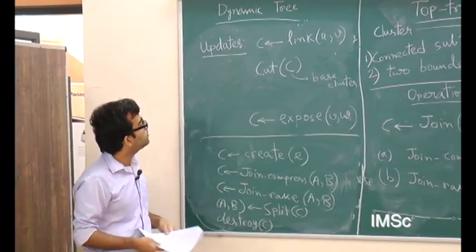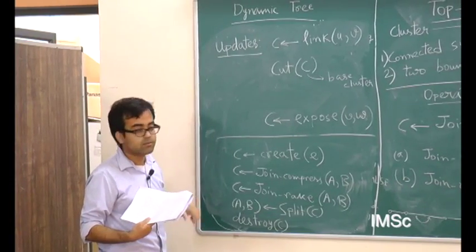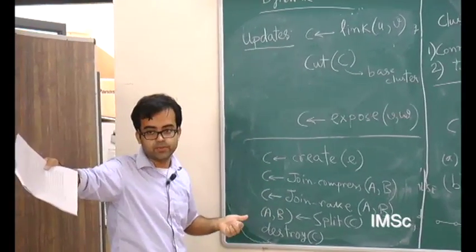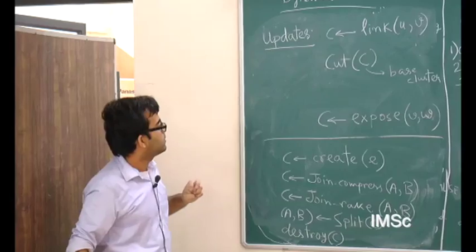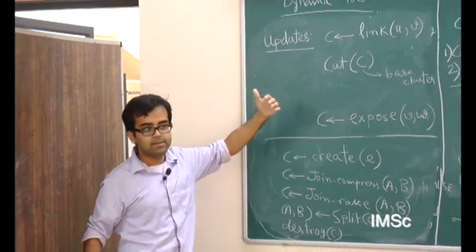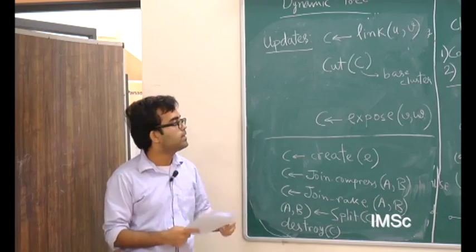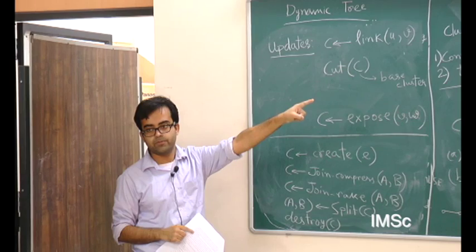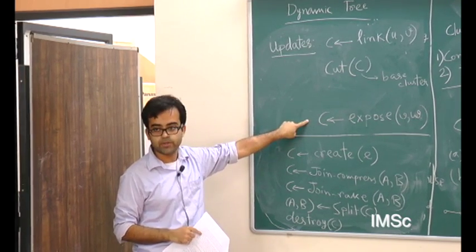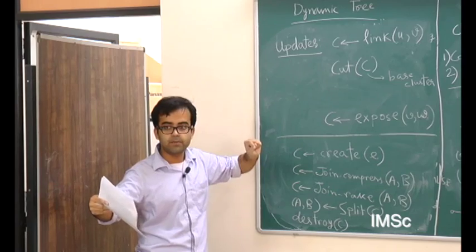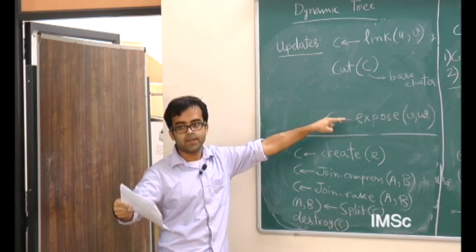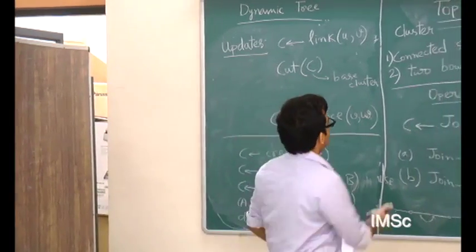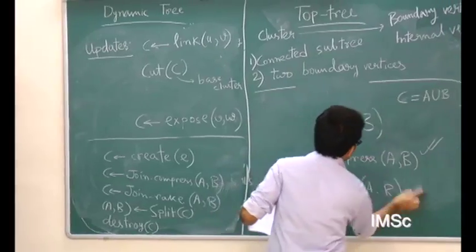Now, we want to support some more sophisticated updates, or queries. The sophisticated queries are, okay, here are these two nodes U and V, what is the length of the path and so on. The way to think about it is that you can only access the root cluster when you are asking what is the length of the path between U and V. You can only probe the root cluster of the top tree. Okay? That is why this expose is important. So, you are asking for the path length between U and V, you first expose U and V, and then you look at the root cluster. Okay. Now, I am going to show you how those operations can be supported.